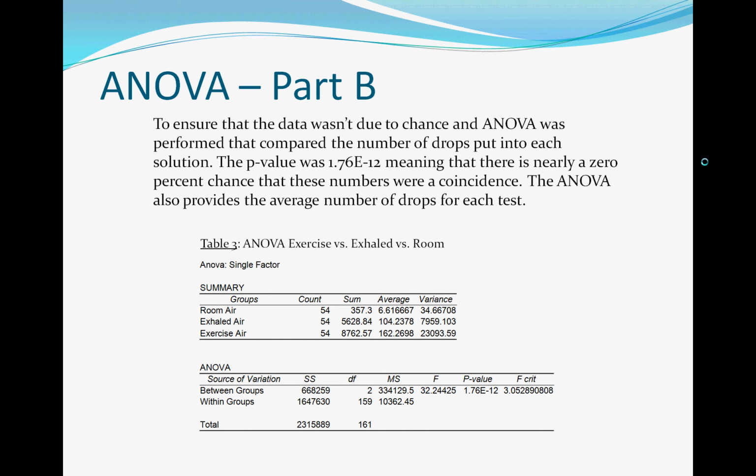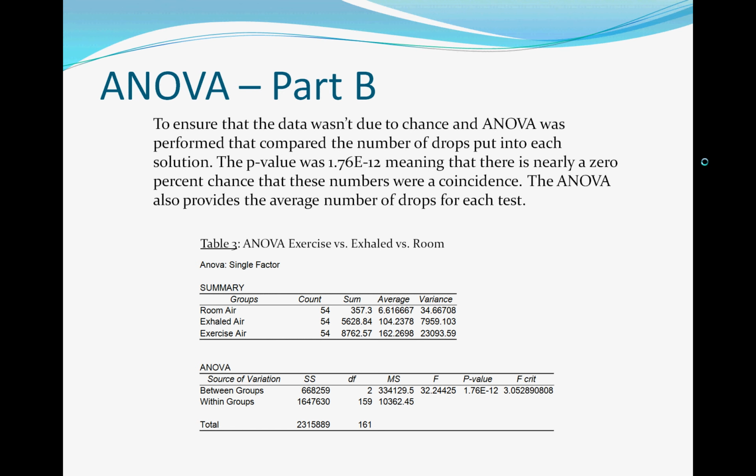So a simple ANOVA was performed to confirm that the results weren't due to chance, and the p-value turned out to be 1.76 times 10 to the negative 12, meaning there's almost a 0% chance that this could be due to chance. The ANOVA also gives an average for each of the values.